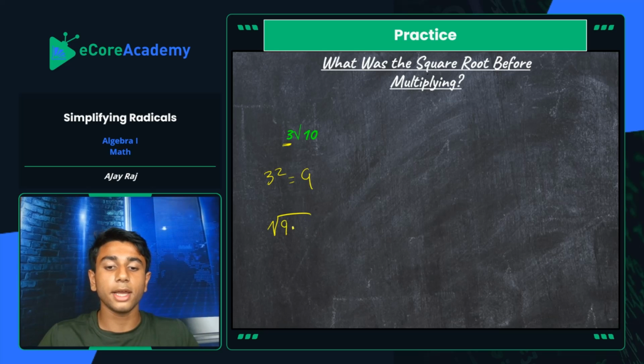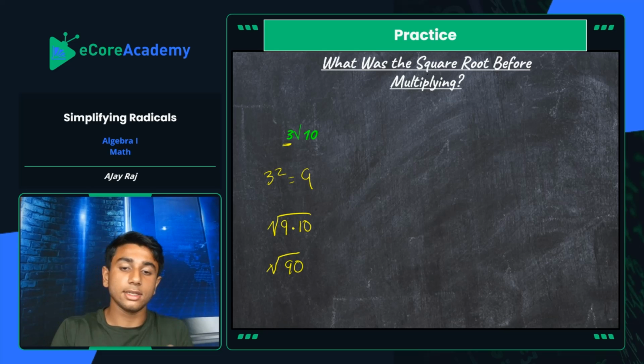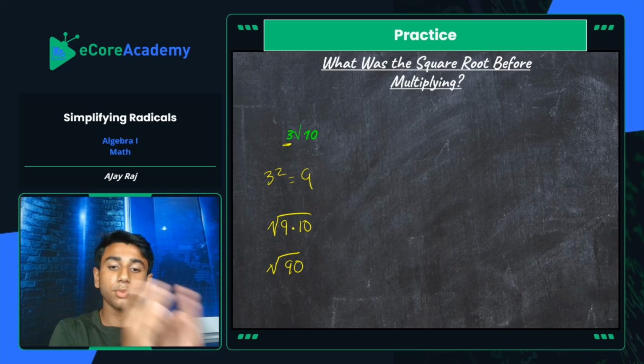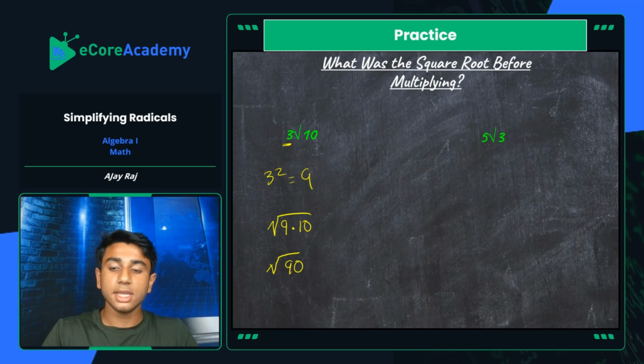So we must multiply that with 10. That's already in the radical. That gives us the square root of 90. And if you go back and simplify that, we can split 90 into 9 times 10, obviously. Reverse the process. 9 is a perfect square, so that 3 goes outside of the radical. Same thing on the right-hand side.